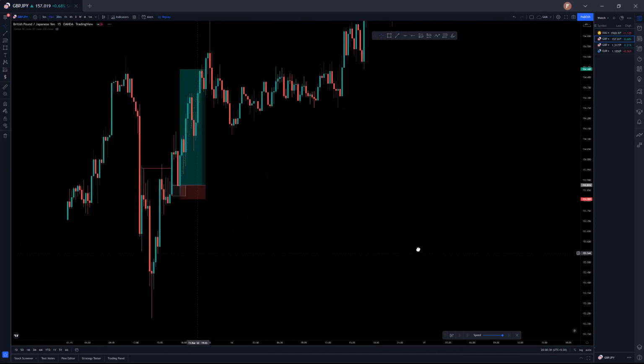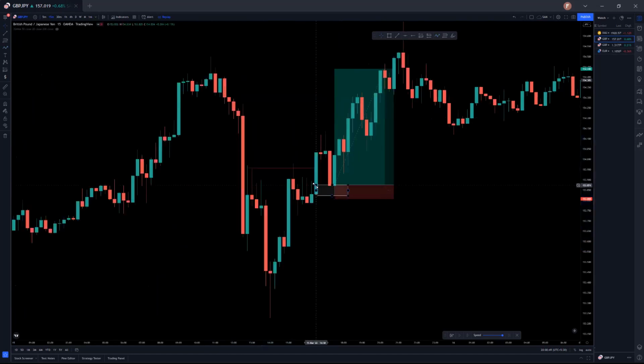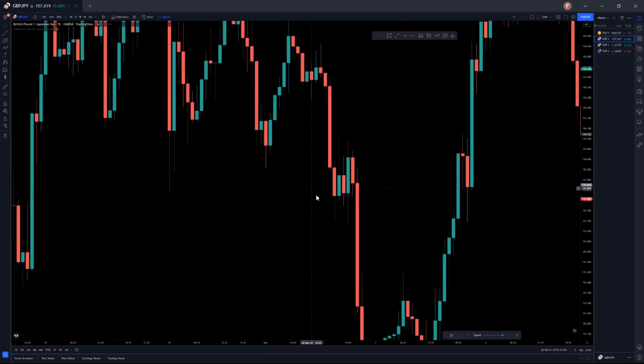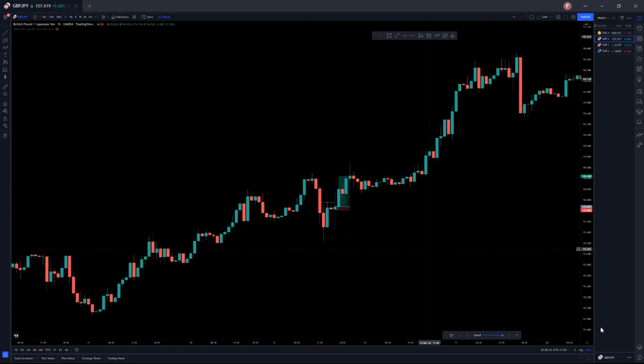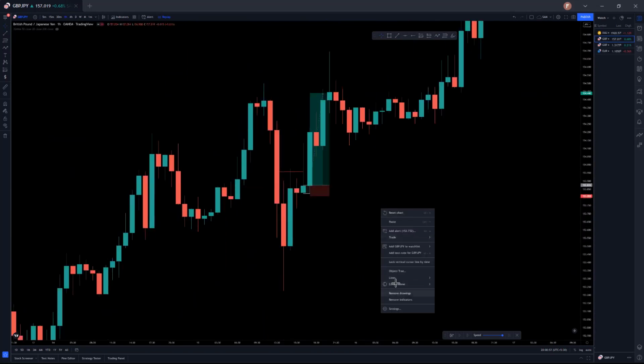let's go to the 15. This was a break of structure and POI. It is valid, bro. On the 1 hour, let's go to the 1 hour again. All right, the 1 hour is kind of nice.